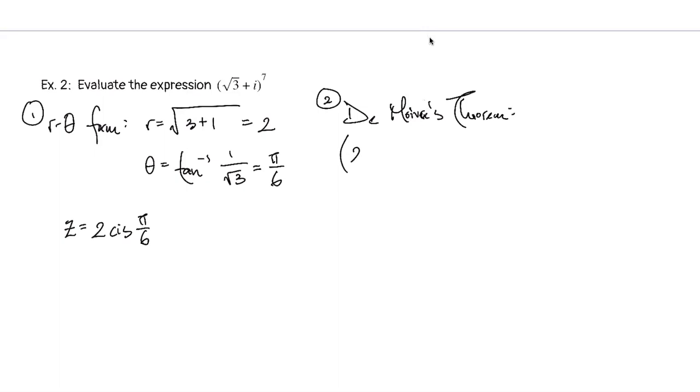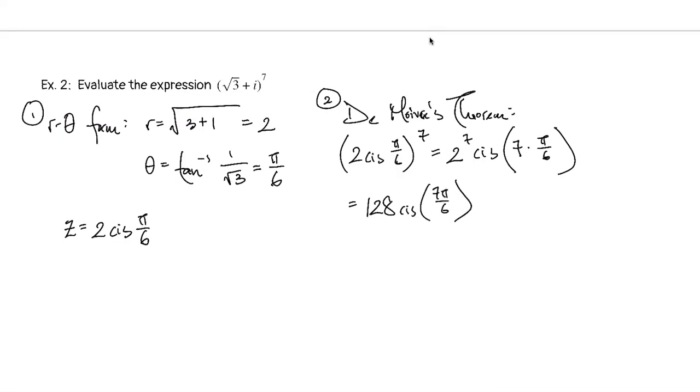So if we want 2 cis pi over 6 to the 7th, we're going to have 2 to the 7th. And we're going to have cis of 7 times pi over 6. Remember, we don't raise the angle to the power, we multiply that. Now, let's see what we get. So 2 to the 7th, what is that? 64? 128. I'm off, yeah. 128. So 128 cis of 7 pi over 6, okay?